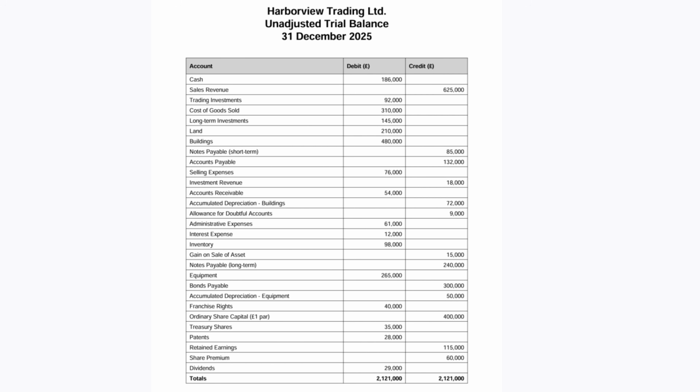Now let's look at the unadjusted trial balance. After all transactions have been recorded in the journal and posted to the ledger, accountants prepare something called the unadjusted trial balance. The trial balance is simply a list of all account balances at a specific date. Its main purpose is to check that total debits equal total credits. If the totals are equal, it suggests the books are mathematically balanced.